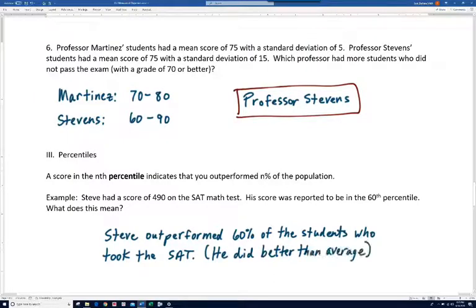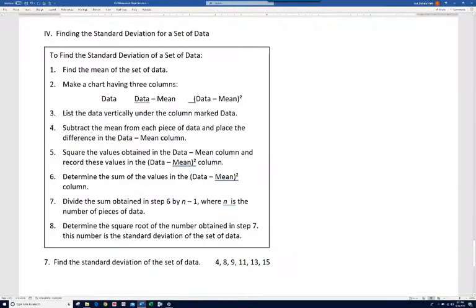Now, if you came home and told your mom that you got 60% on a test, then you would have failed the test because 70% would normally be passing. Whereas here, 60% maybe is not great, but it's certainly better than average. It's not bad. All right, let's move on and go into a little more detail with standard deviation.